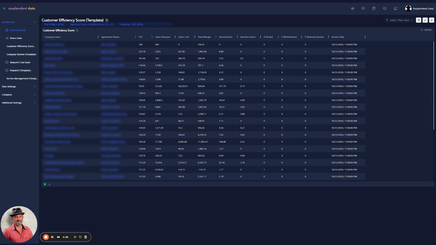If we look at multiple months, which we can also, whether that's quarter to date or last quarter, et cetera, it will give us a line for each month of invoicing for the customer. And the first couple columns are going to be the company and the agreement. And then we have our CES, or customer efficiency score.